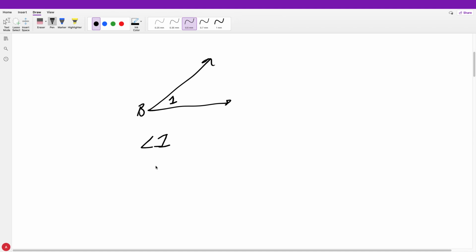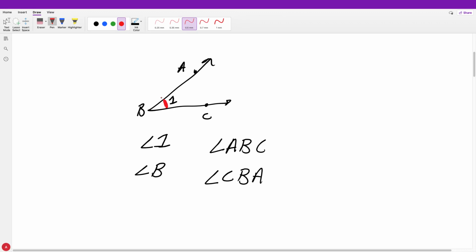So if I put this letter B, I can say that this is angle B, that this is angle 1 because of the way they named it there. If I put the A and the C here, I can also say angle ABC or angle CBA, and all of these will be referring to the same angle, which is this measurement here. All right, so if you see a number on the inside and there's not that degree symbol, then it's not saying that it's 1 degree, but it's just another way that we can name this.